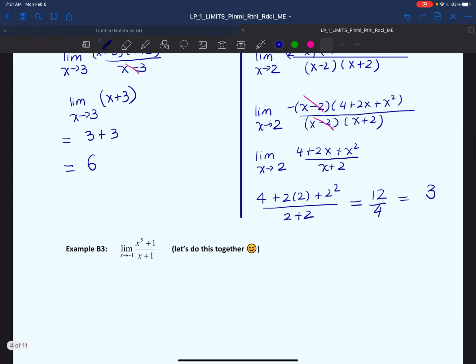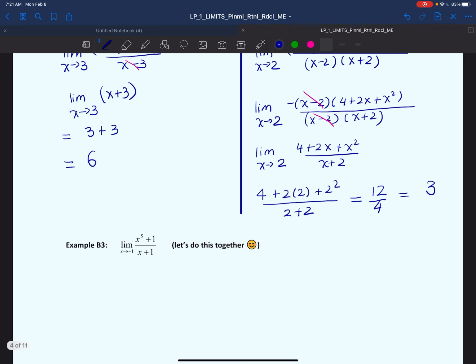Okay, let's do this together, the next question. So we have the limit as x approaches negative 1, x to the 5 plus 1 over x plus 1. Again, if you wish, you can pause the video and try the question on your own first. Remember, x to the 5 plus 1 is a polynomial of 5th degree, and then divided by a polynomial of 1st degree. You can tell that these are divisible by each other because the 0 of x plus 1 is a 0 of the x to the 5 plus 1 as well. So I'm going to go over the division process in here.